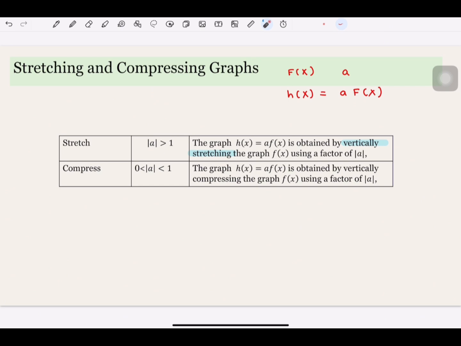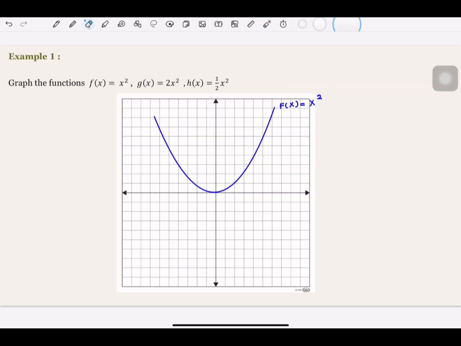We'll see some examples next to see how this works. Okay, so let's begin with the basic function f of x equals x squared. This is our parent function, a simple upward opening parabola. Now what will happen to this function if we multiply it by a constant? Let's define g of x as 2x squared. Here we have multiplied f of x by a constant 2.